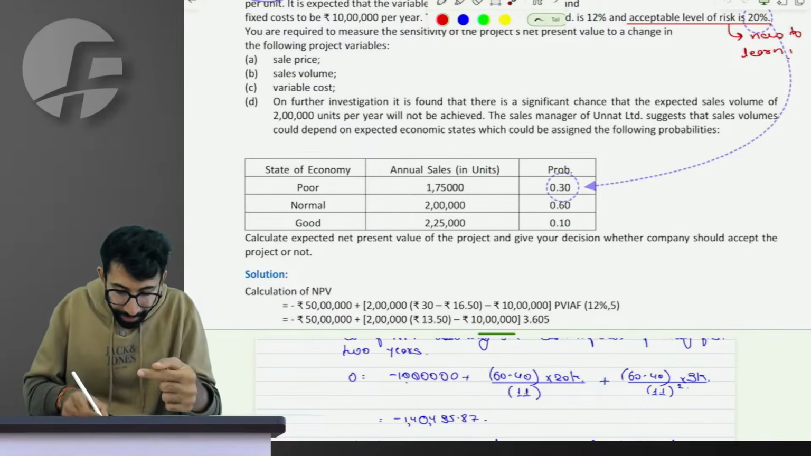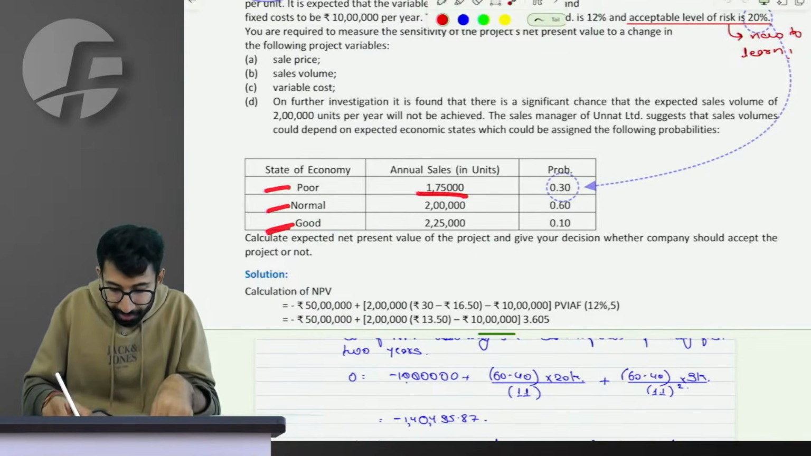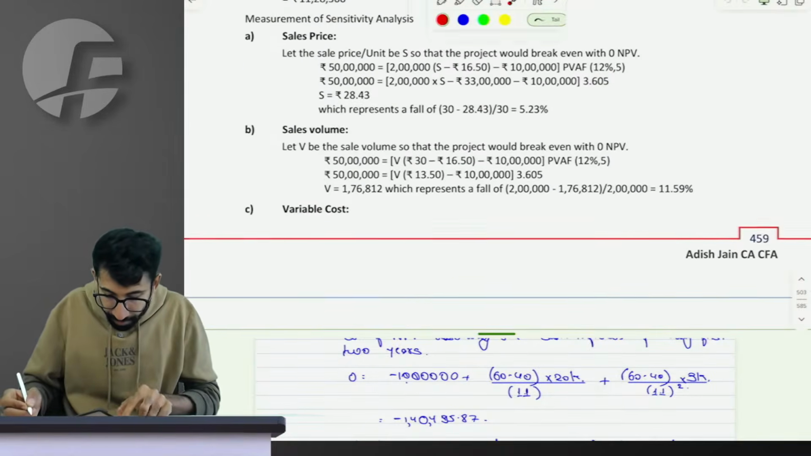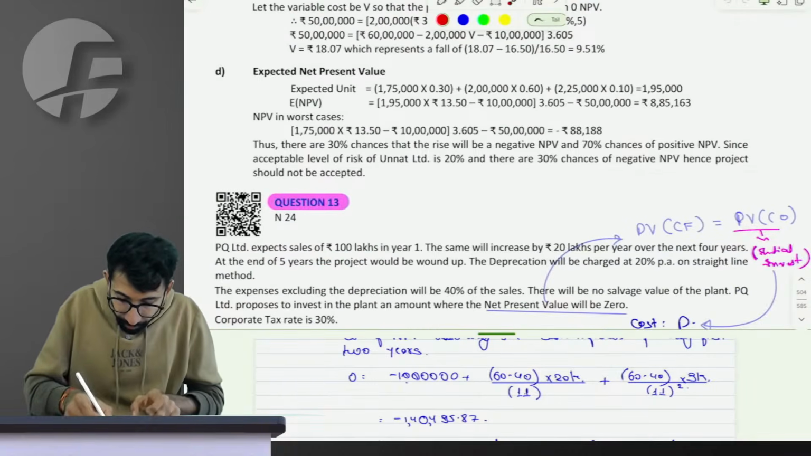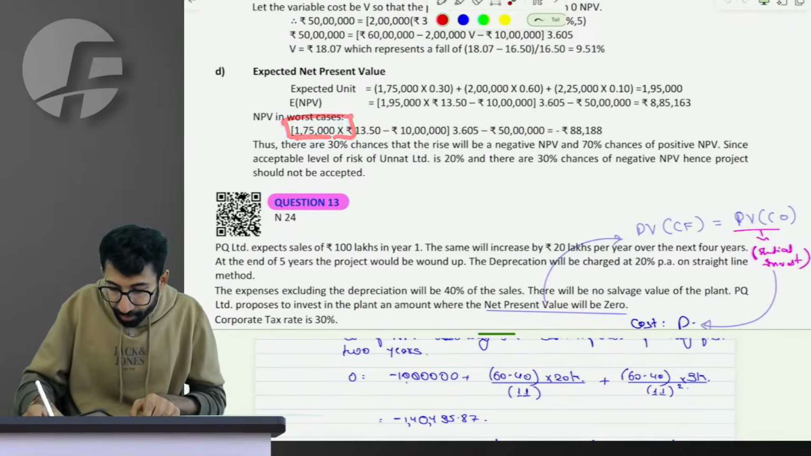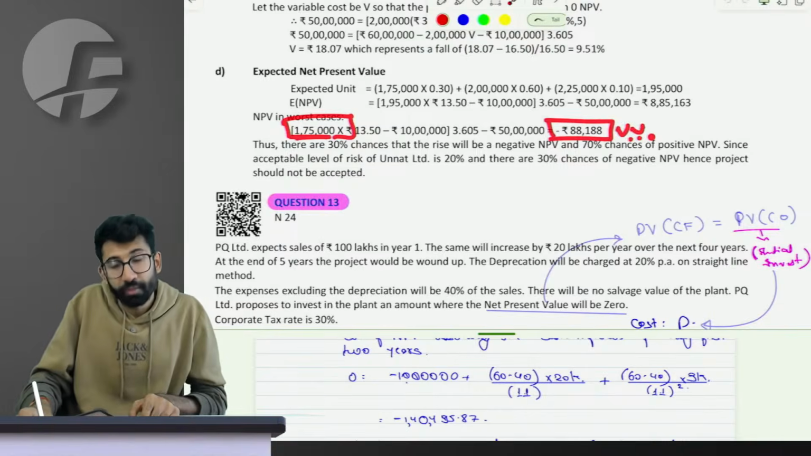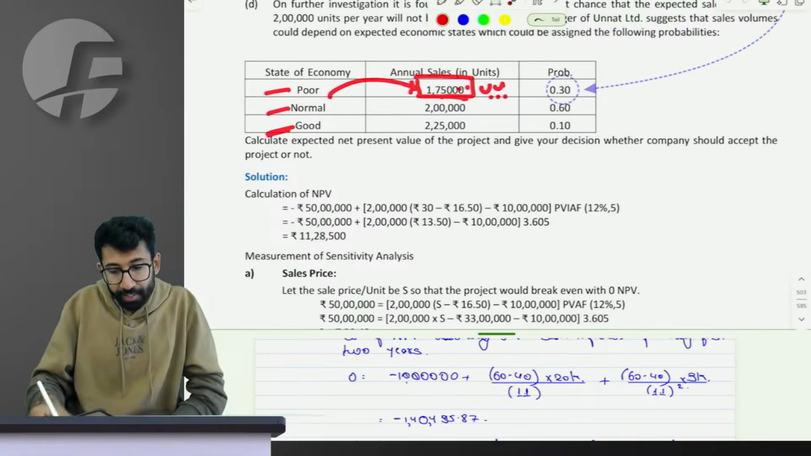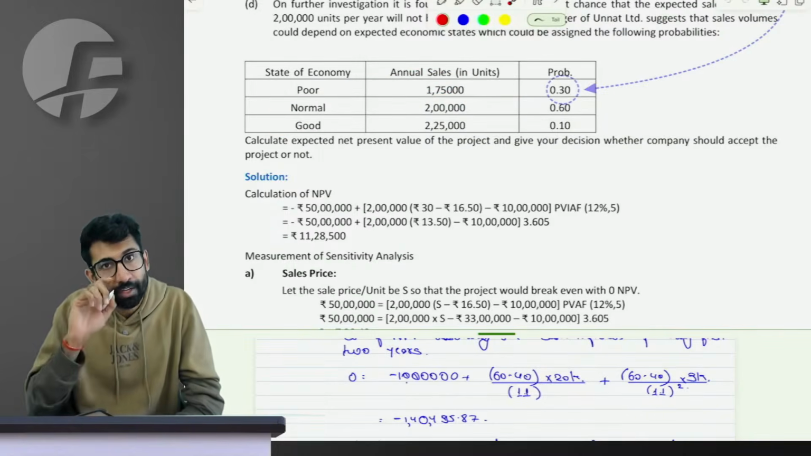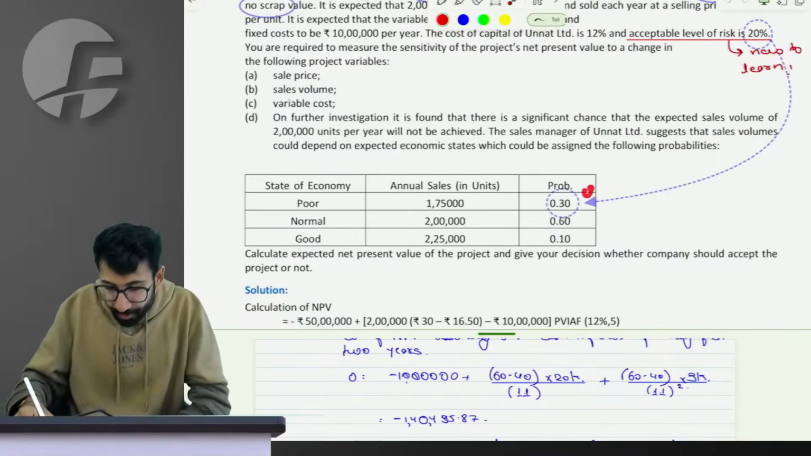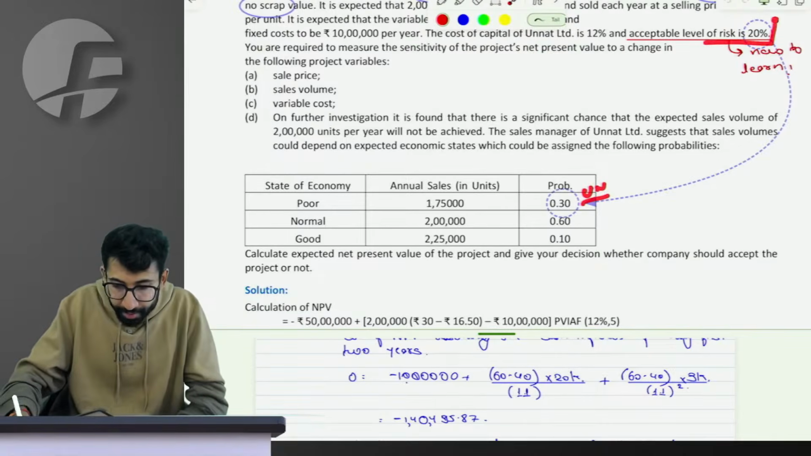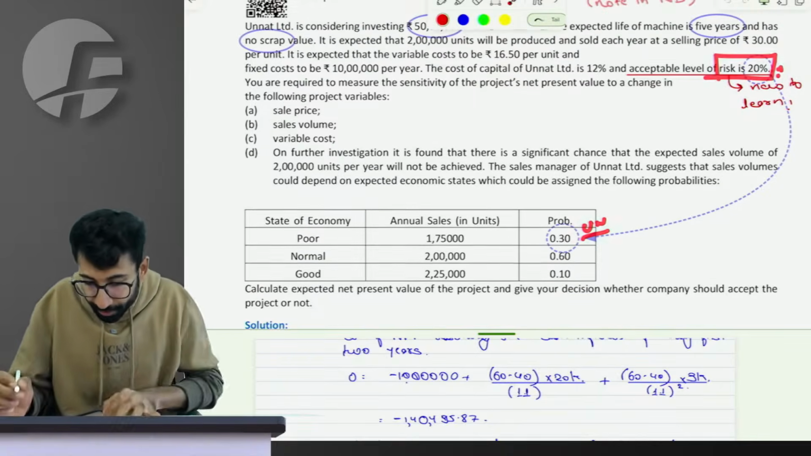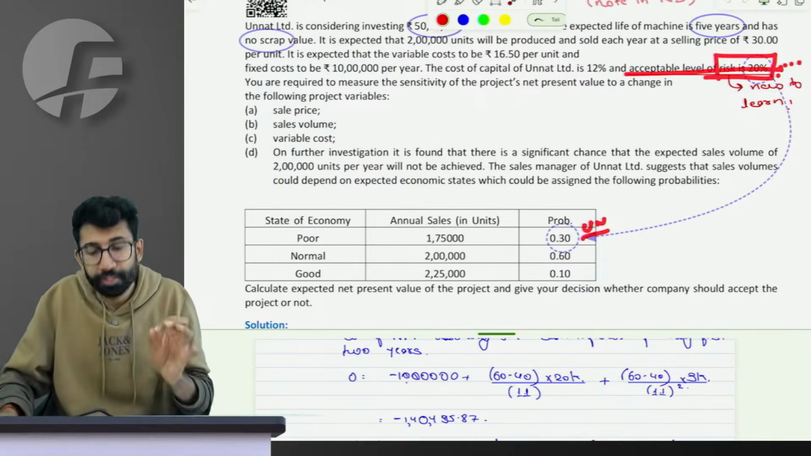When we solve the NPV for different scenarios, we see that when the units are 175, in the poor case, the NPV is turning out to be negative. The probability of which is 30%. However, we can accept only 20% chances of having negative NPV. What is the interpretation? Acceptable level of risk is 20%.